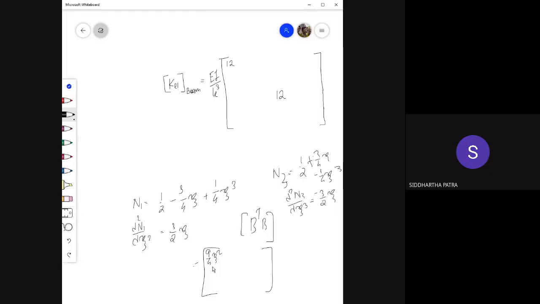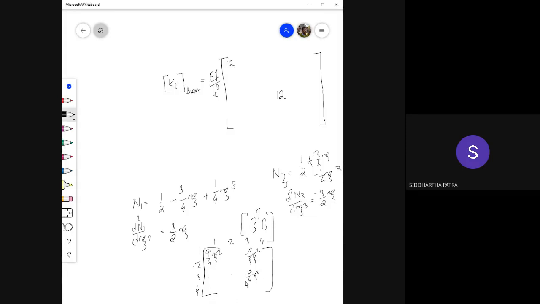Now this is the 1 1 term, right? So the 1 3 term should be minus 9 by 4 xi squared. The 3 3 term, so 1 2 3 4, 1 2 3 4. So the 3 3 term should be again plus 9 by 4 xi squared.